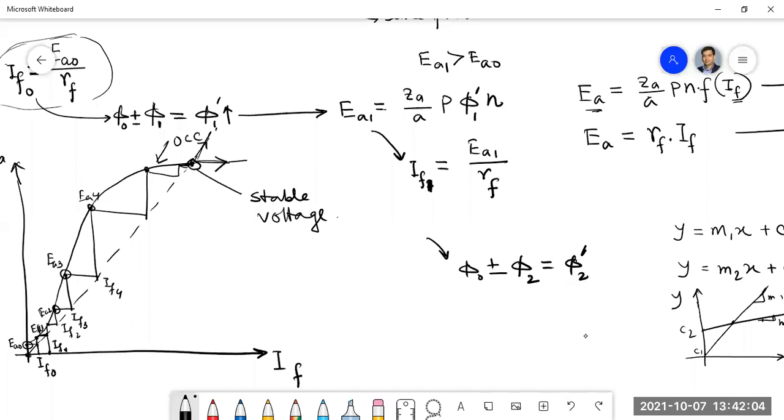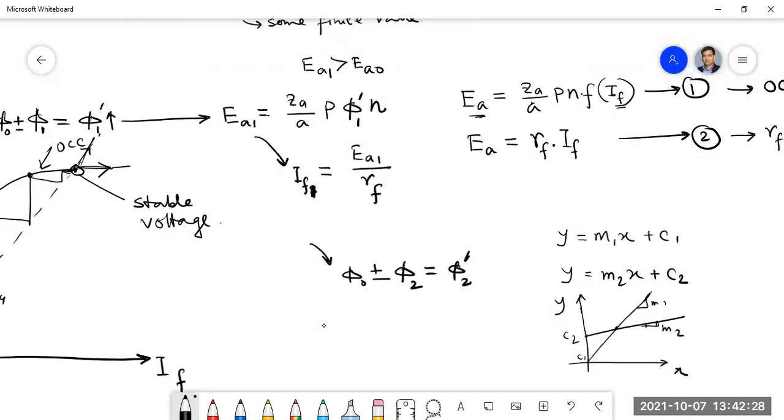Not at EA1, not at EA2, not at EA3, not at EA4, not at EA5. It will not stop anywhere. It will only stop at the stable voltage point because that is the intersection between the two lines. One is a straight line as per equation 2, another is a curved line as per equation 1. Okay, so that is the only solution point. It is also called the operating point.